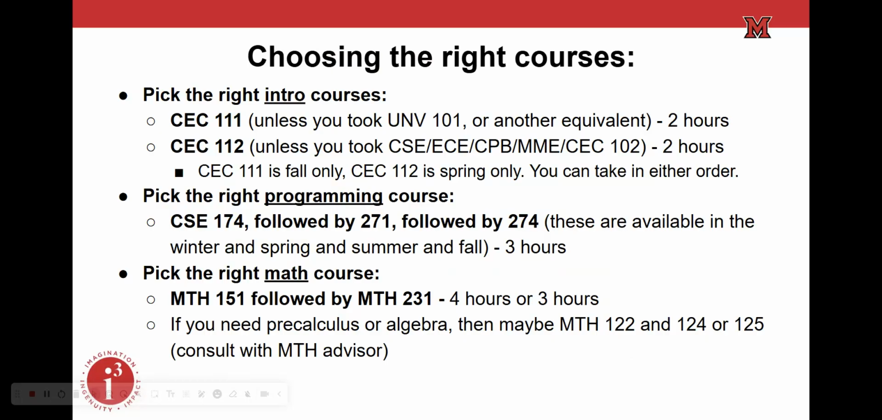Pick the right programming course. If you meet the Math 125 pre-calc requirement, you can start off taking CSE 174, followed by CSE 271, and then followed by 274. These courses are also available in the winter and summer if you need to catch up. You also have to pick your right math course, whether it's Calculus 1, Discrete Math, or you might be starting in Pre-Calculus.